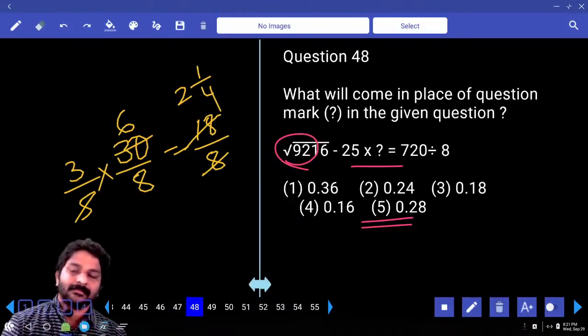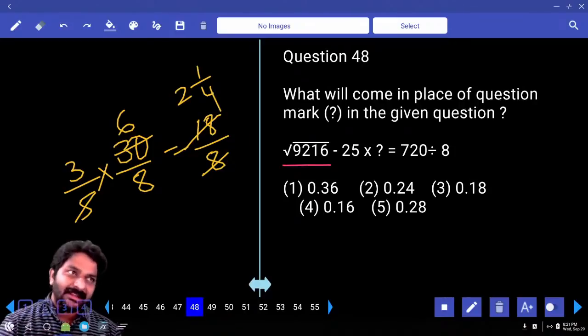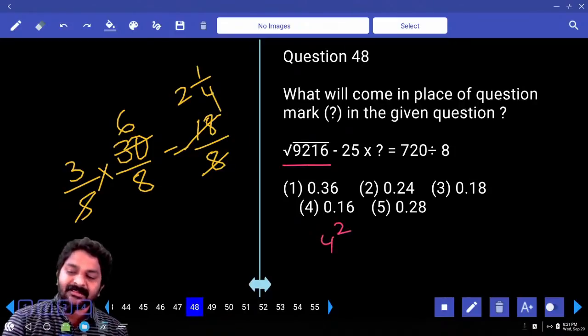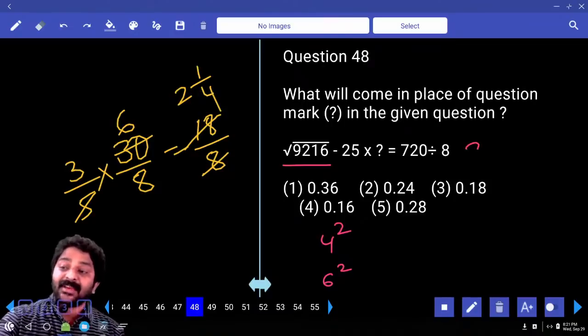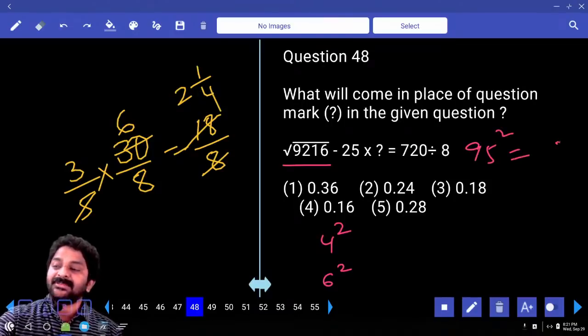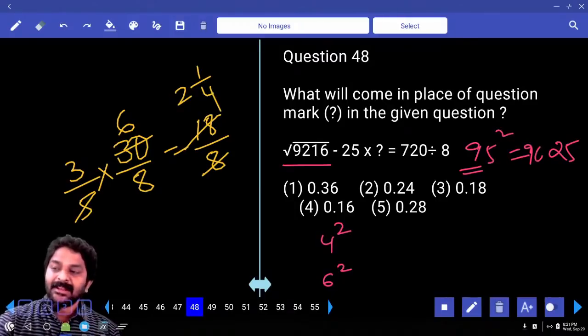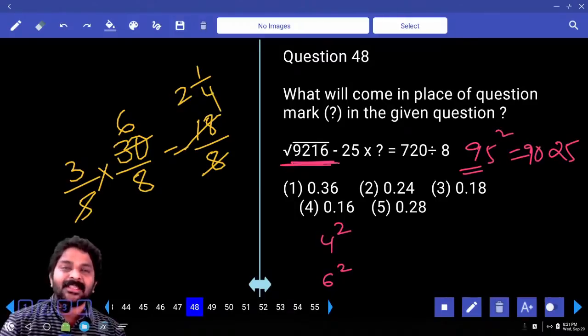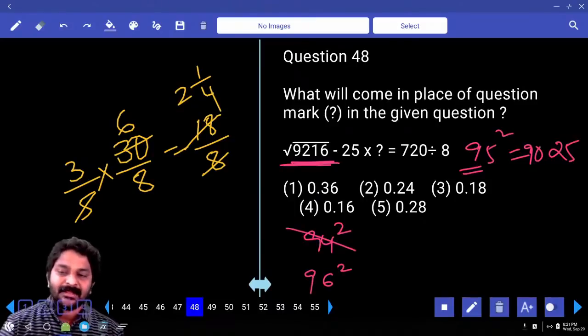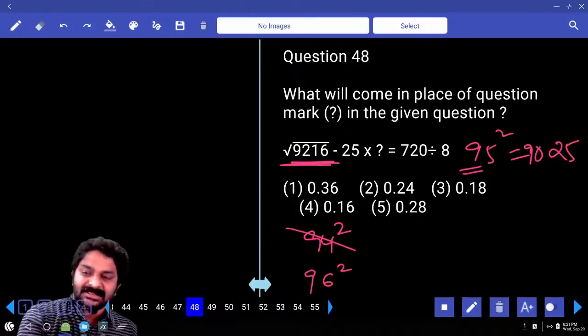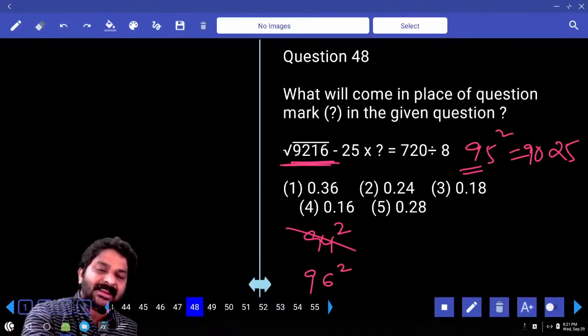If the under root value is ending with 6, that must be either 4 square or 6 square. 5 square ends with 25. 9 multiplied by its immediate number, 9 10 times, 90. But your under root value is more than that only. Hence that cannot be 94 square. That has to be 96 square. Under root and square get cancelled.